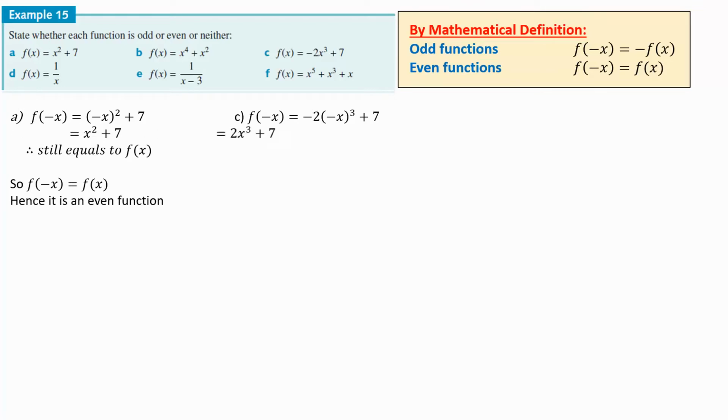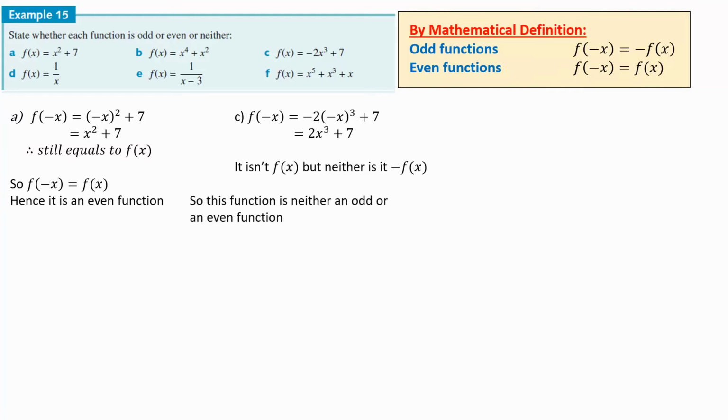If I sub it in, I end up with positive 2x cubed plus 7. But remember, we want this to equal the negative of f of x. So if this is f of x and I put a negative in front of it, this becomes a positive and that becomes a negative. So it ends up being 2x cubed minus 7, which is different to what I have here. Okay, so I did it in the next step. I wrote here, negative of f of x is different to f of x, therefore it is a neither.